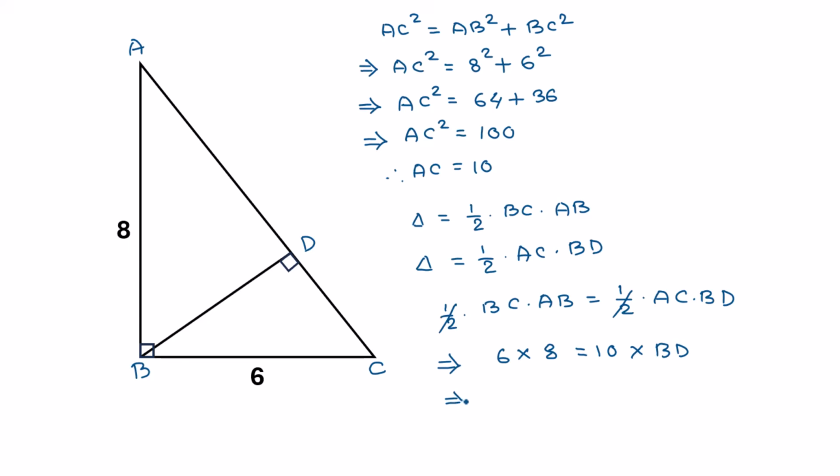Or 6 times 8, this is 48, is equal to 10 times BD, and dividing both sides by 10, we will get the value of BD is equal to 48 divided by 10, is 4.8, and this is the value of this BD.